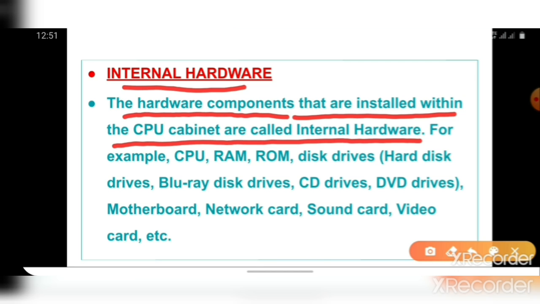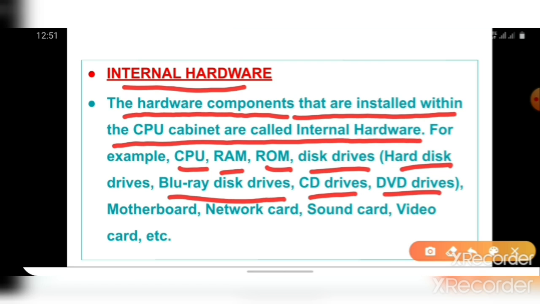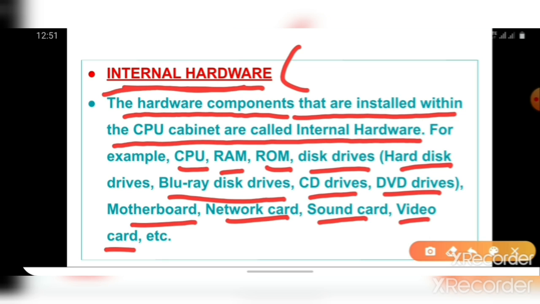What are the examples of internal hardware? CPU, RAM, ROM, disk drives like hard disk drive, Blu-ray disk drives, CD drive, DVD drives, the motherboard of the computer, the network card, the sound card, the video card, etc. are all examples of internal hardware. Now, students, as the name suggests, internal comes from the word inside. So whatever hardware components are installed inside the CPU cabinet are called internal hardware.